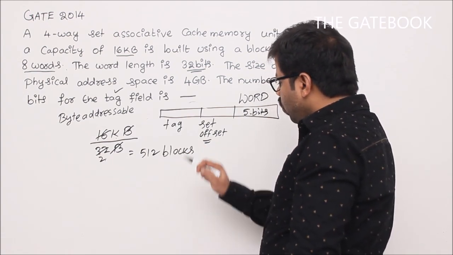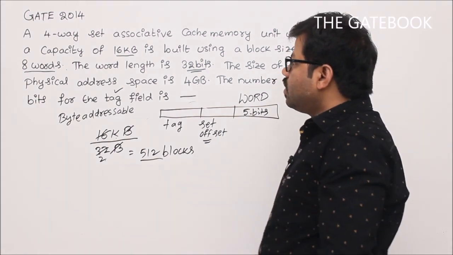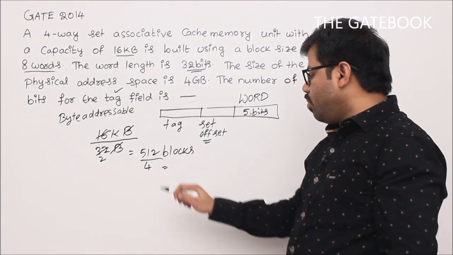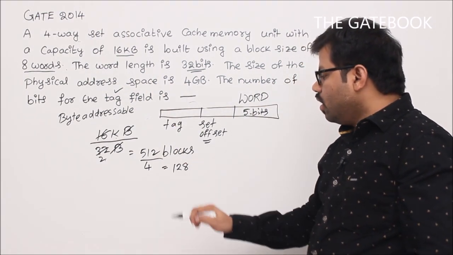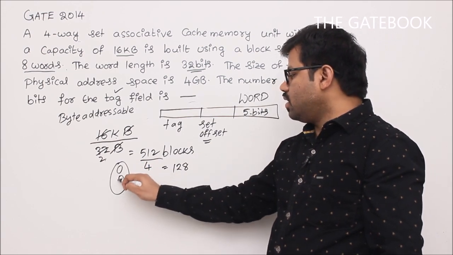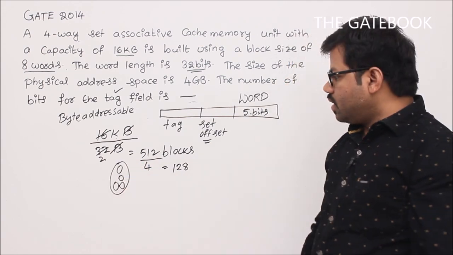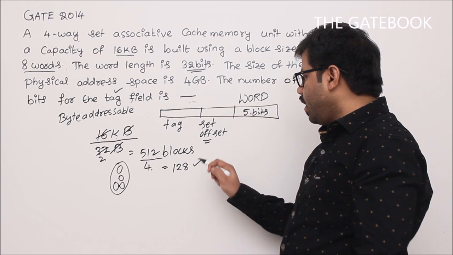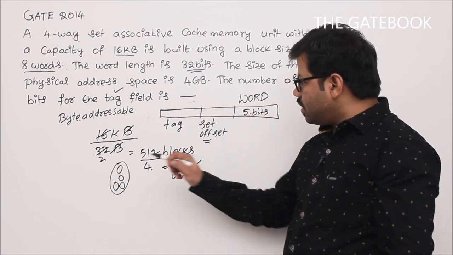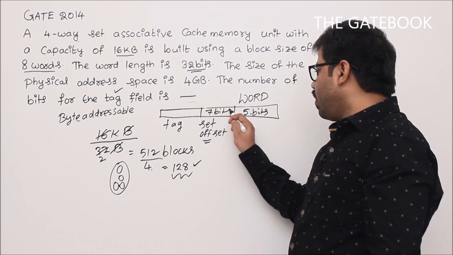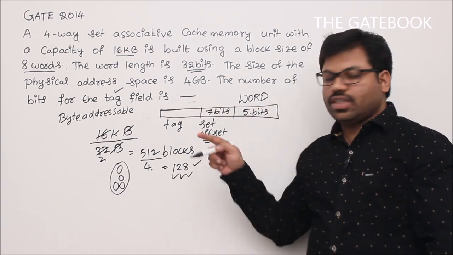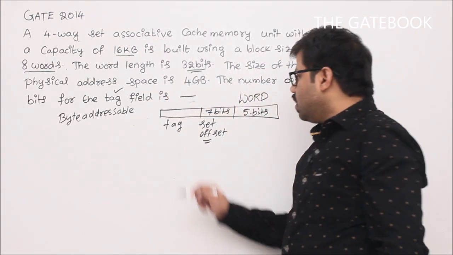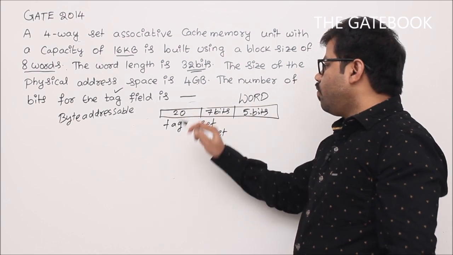But I should know the number of sets, right? If you want to know the number of sets, you divide by the 4-way. So 512 by 4 is 128. 4-way means every 4 blocks form one set, correct? Then the number of sets equals 512 by the number of blocks in a set, so it would be 128. To differentiate 128 sets, how many bits do we require? 7 bits. So we are going to use 7 bits to index into a particular set. Now the tag bits: 32 minus 12 is 20. So finally 20 is the answer.